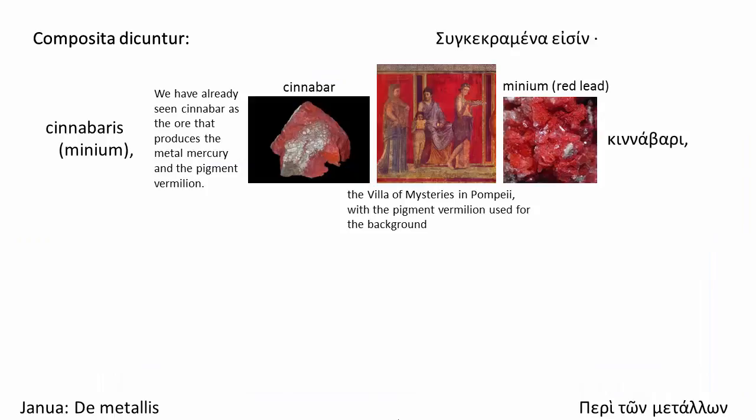Composita dicuntur, some are ores: cinnabaris, from the Greek cinnabari, also called in the Roman authors minium. We've already seen cinnabar as the ore that produces the metal mercury and the pigment vermilion.